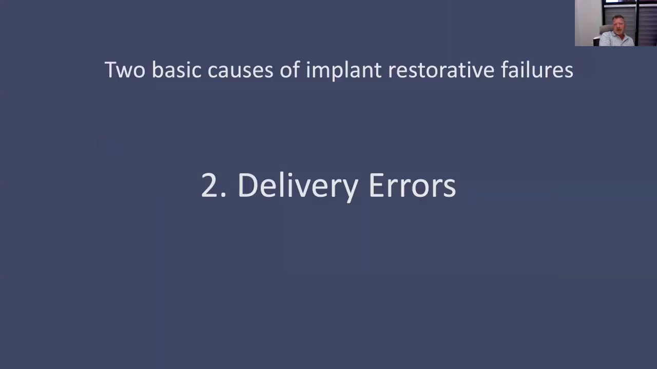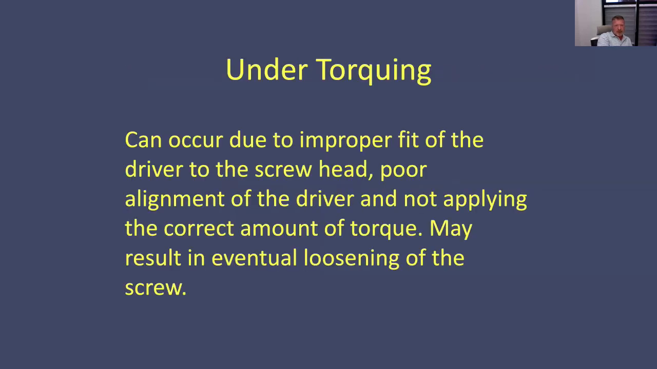So there's really two basic causes for restorative failures. The second one, sorry, I got a little ahead of myself, is delivery errors. So the forces are one cause, but then we can also have delivery errors. Under-torquing is really the one that you'll see the most. And I think understanding torquing is really something, as an implant restorative dentist, we have to have a really good handle on. I think that it's actually kind of misunderstood, especially in the early stages of placing implant restorations.